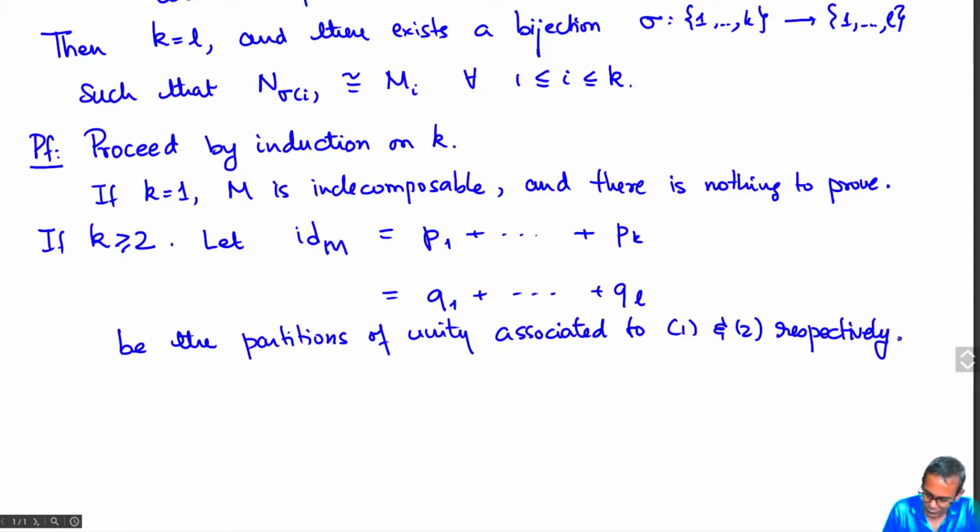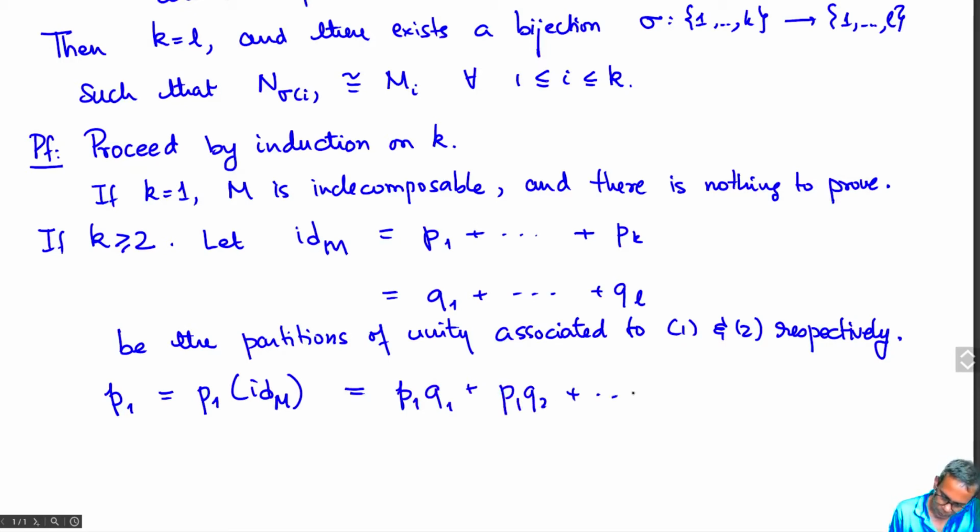Okay, so now let's look at P1. Well, P1 is P1 times the identity of M. But then the identity of M has a decomposition, so it's Q1 plus Q2 plus through QL. So P1 equals P1Q1 plus P1Q2 plus through P1QL.